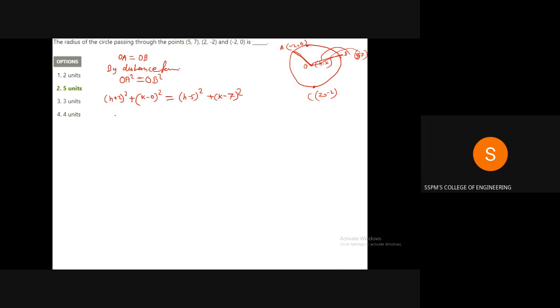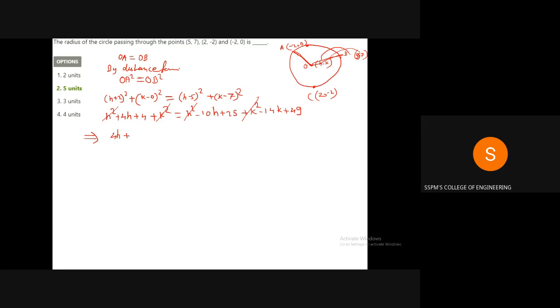Now we will simplify this. So h square plus 2h into 2, that is 4h, plus 4, plus k minus 0, it is k, and square, k square. Similarly for h minus 5 square, it is h square minus 10h plus 25, plus for k minus 7 square we have k square minus 14k plus 49. So h square and h square are on both sides, so they will get cancelled, and similarly k square and k square will also get cancelled.